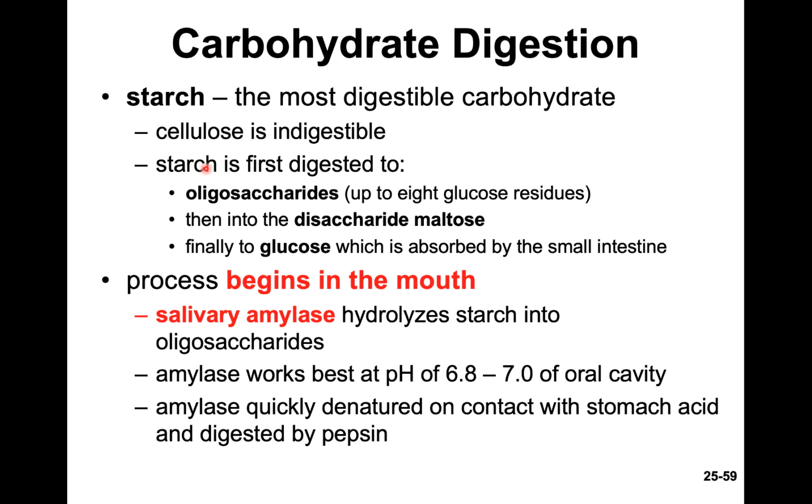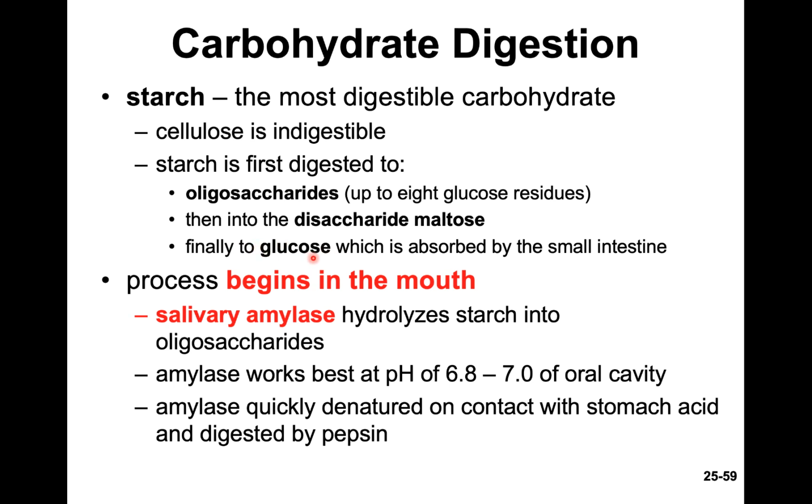Starches are going to be broken down first into what's called oligosaccharides, which are about 8 glucose units long. That will then be broken down into smaller subunits called disaccharides, and then those will be broken up into monosaccharides, which is going to be our glucose monomeric subunit.